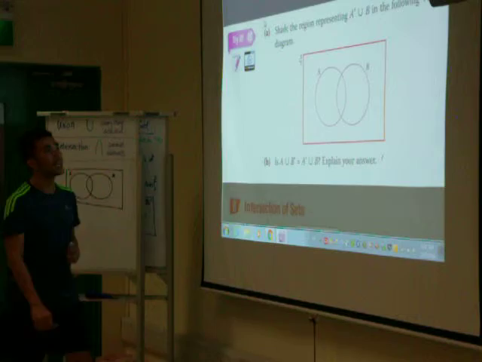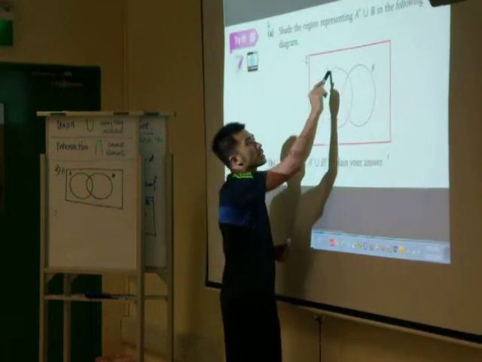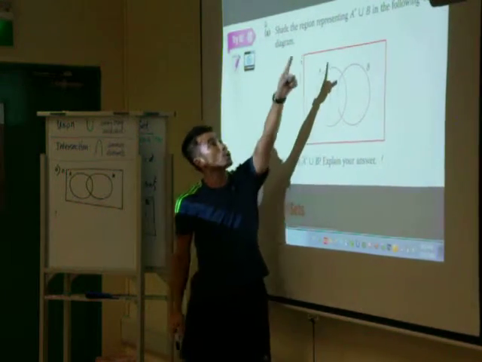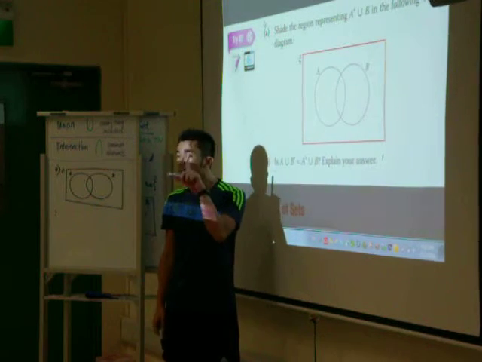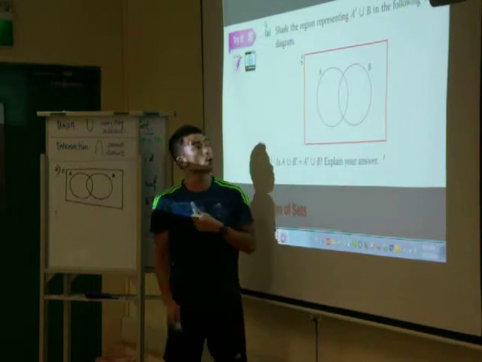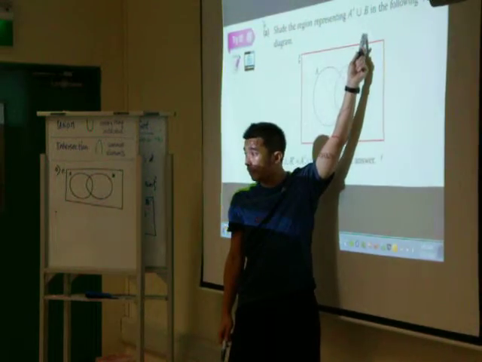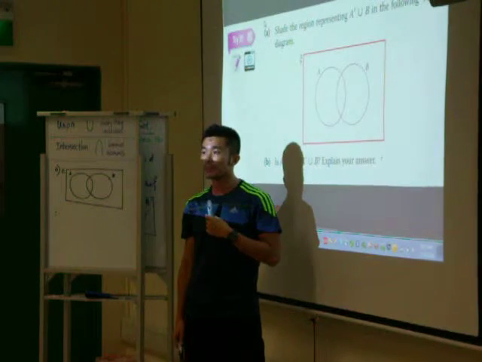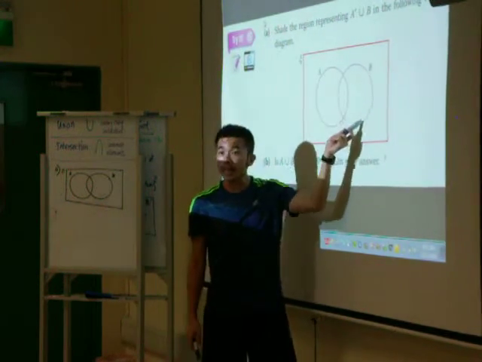Okay, first thing, A prime. Am I right to say everything inside this circle must be A? All agree? So how do we know where A prime is? Everything outside the circle. Agree? So we must shade everything outside the circle if it's just A prime. How about B? If you want B, where do we shade? Everything inside the circle B.